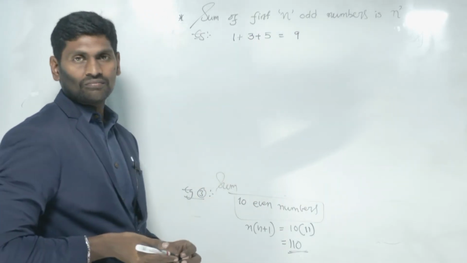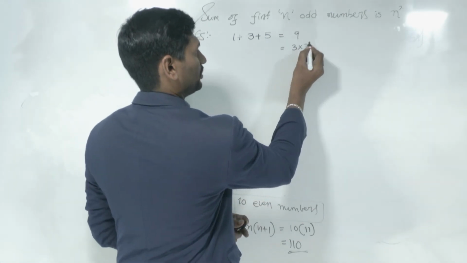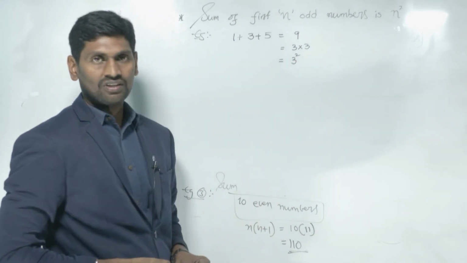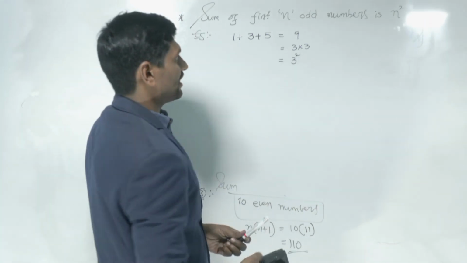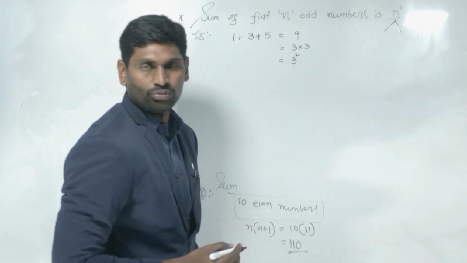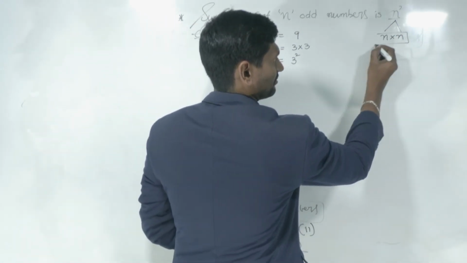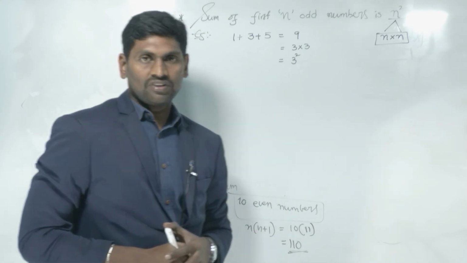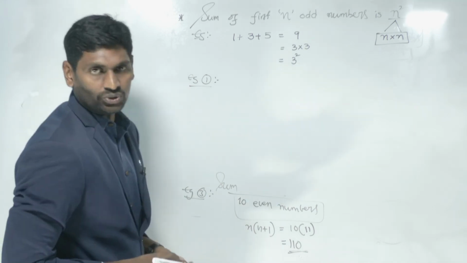Answer 9. 9 is nothing but 3 into 3. 3 threes are 9. 3 into 3 means 3 square. Here n square is nothing but n into n. If you don't know about n square, n cube like that, write n square as n into n. Remember, in the even case there is n into n plus 1; here it is n into n only.